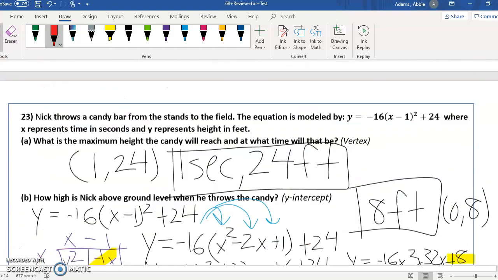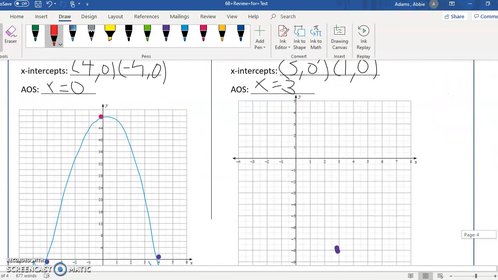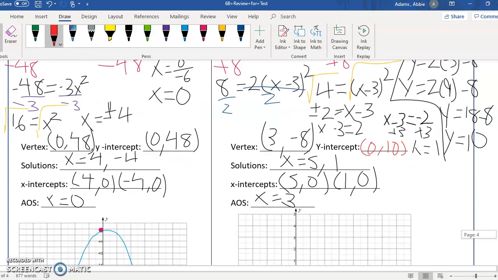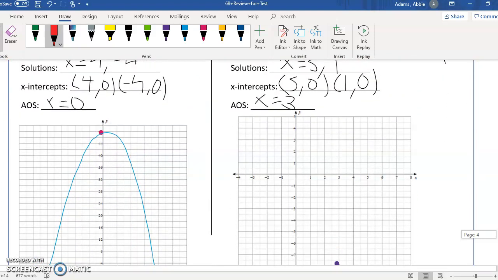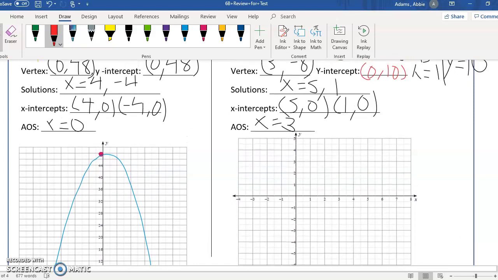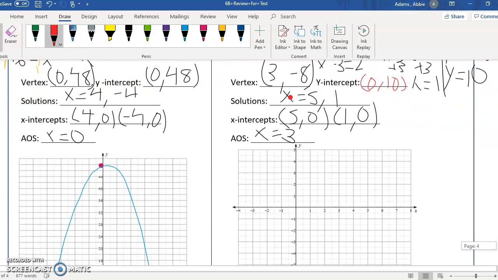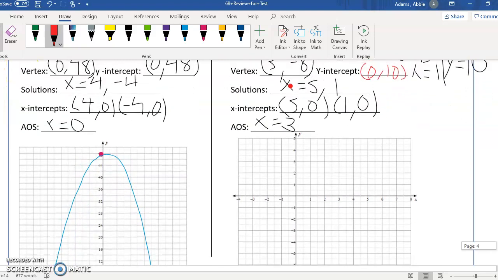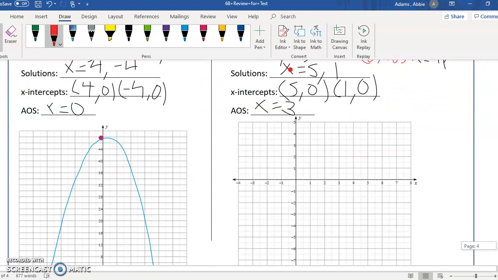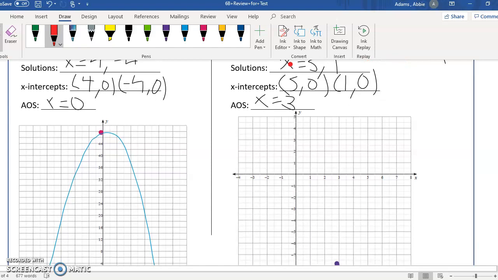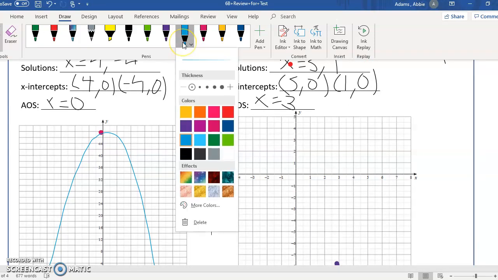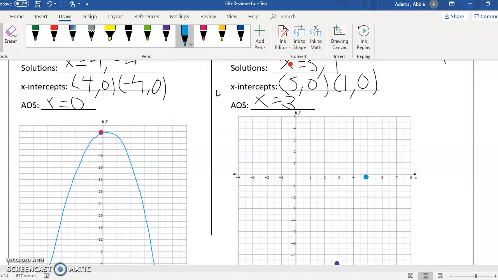My y-intercept is at (0, 10). So I'm going to go up 10, but I don't really have room for my y-intercept. It's pretty far off the graph. So I'm going to assume that it's somewhere up around here. No worries that it's not lying on the graph. It's not going to affect us too badly here. And then I have x-intercepts at 5 and 1. So I'm going to put my x-intercepts at (5, 0) and (1, 0).